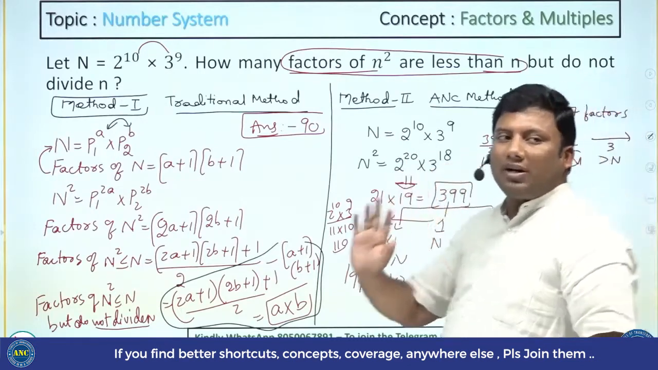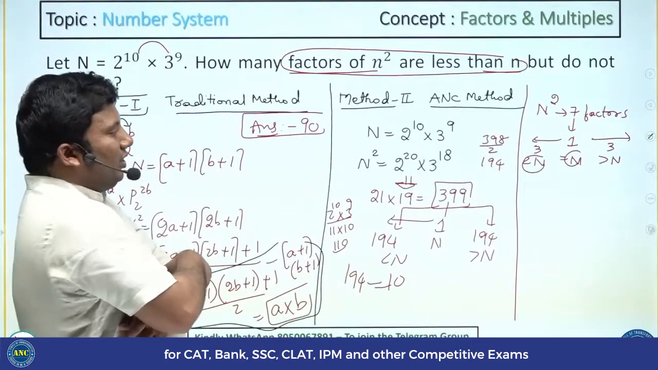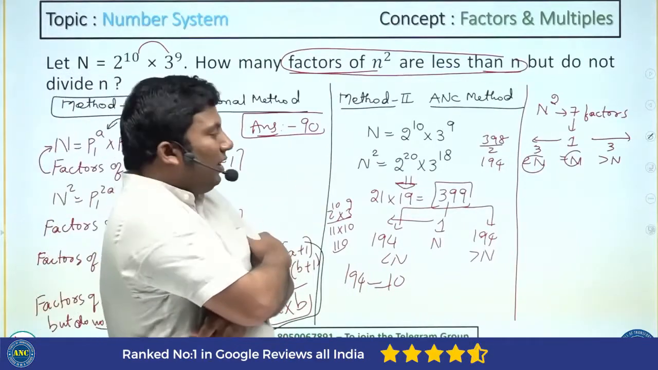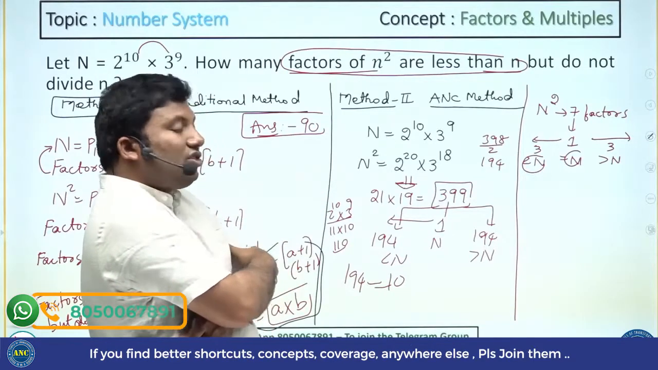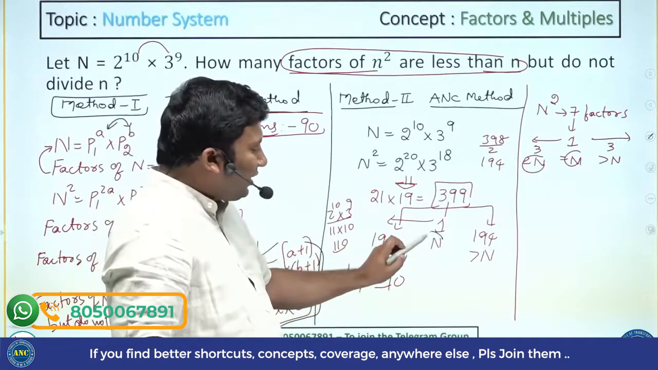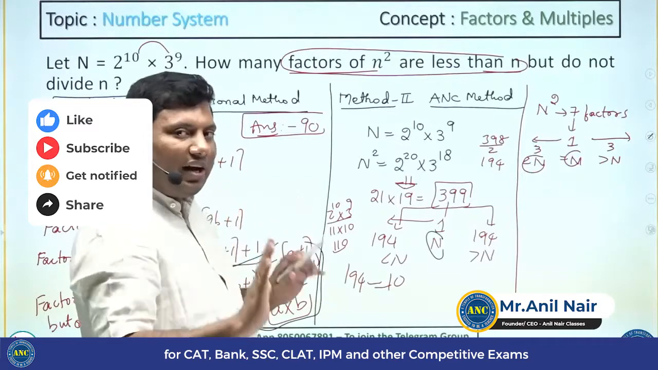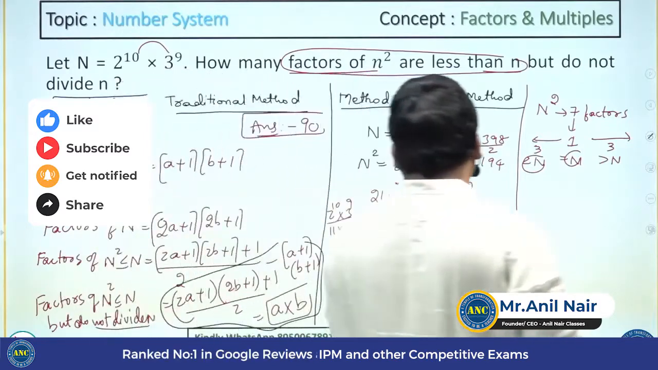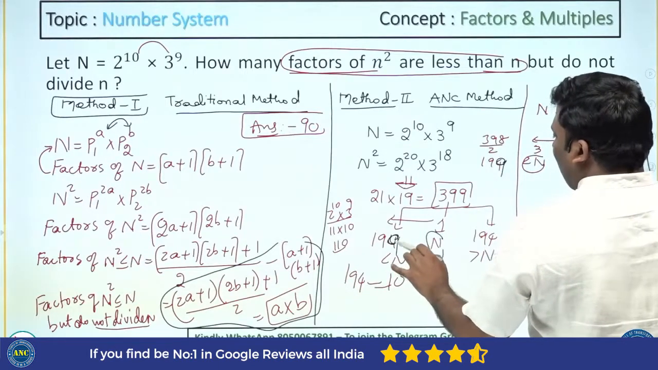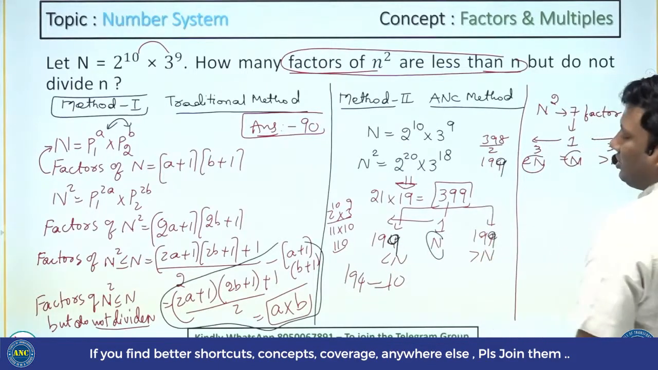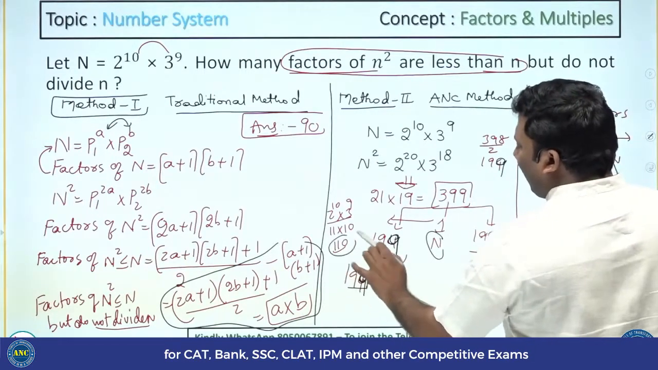N is 2 power 10 into 3 power 9. N square will become 2 power 20 into 3 power 18. How many factors of n square are there? 21 into 19, which is 399. One factor will be equivalent to n. Remaining 398, equally divided. 398 by 2 is 199. 199 left side, 199 right side. In that 199, 110 factors are there.